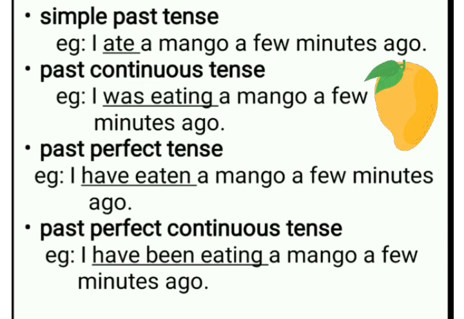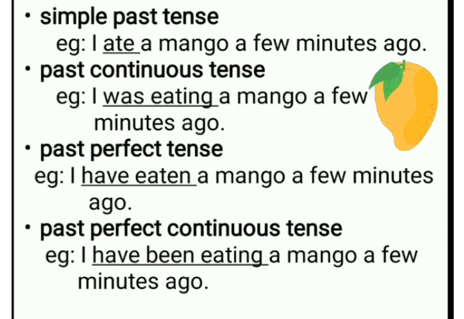Past perfect tense, I have eaten a mango a few minutes ago. So in past perfect tense, we are going to use the helping verb has or have plus the third form of the verb. Here the third form of the verb is eaten. Has we are going to use with a singular subject, whereas have we are going to use with a plural subject.